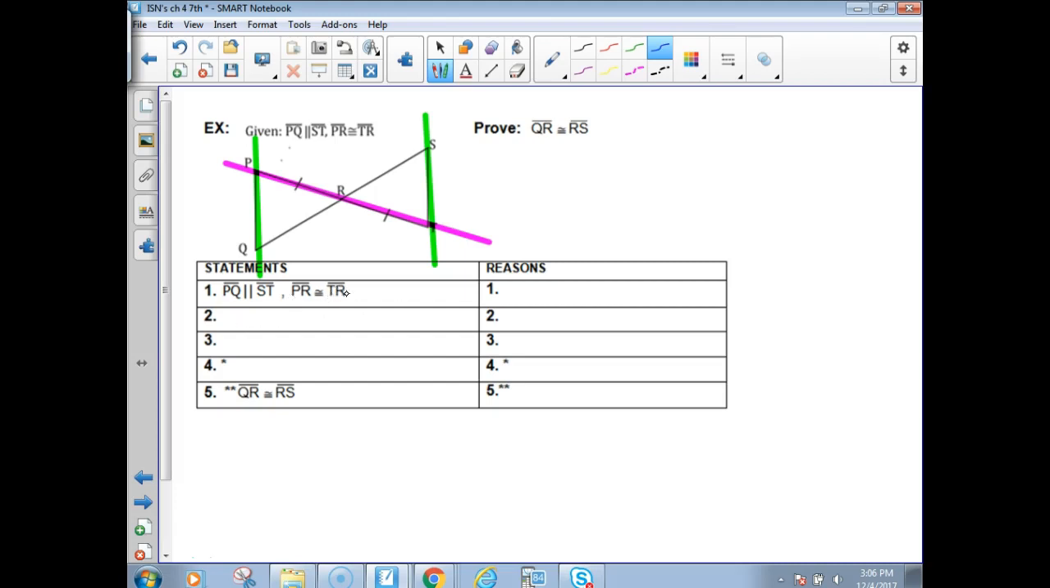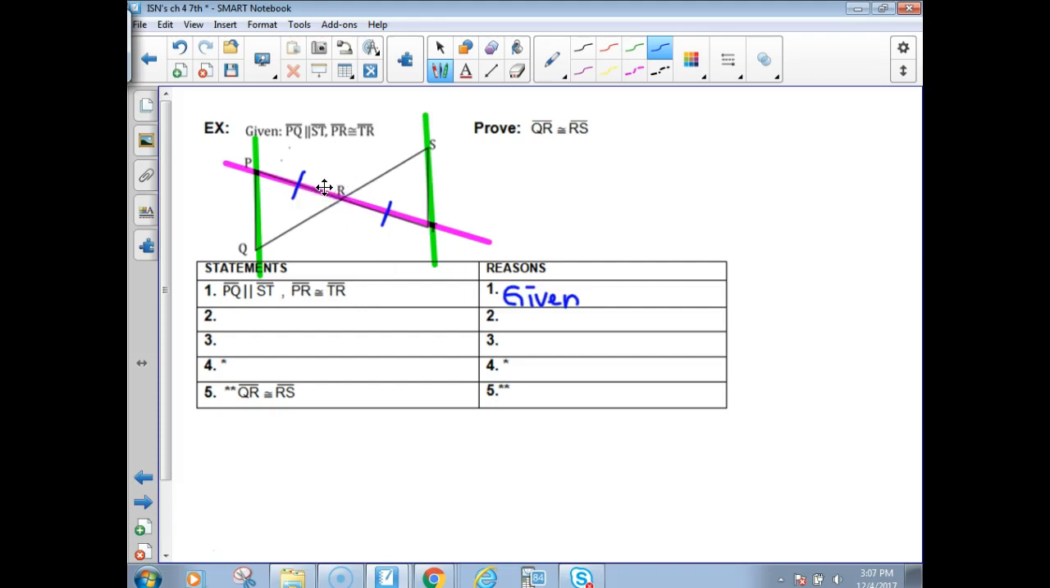I got PR congruent to TR given, and it's already marked on the diagram. And then I fill in that this stuff was given to me. All right. Well, I don't see anything else given, nothing else to write. So we got to go to the picture and say, okay, what can I use? What can I see? And I'm thinking the first thing you guys would go to on the picture is what? These guys, right? I hope.